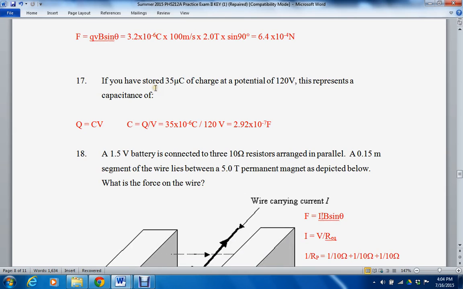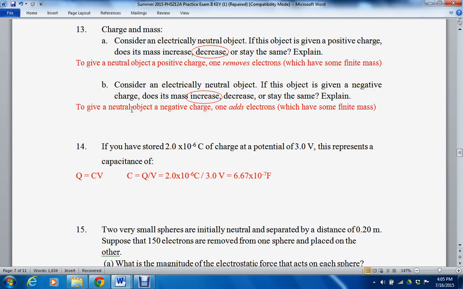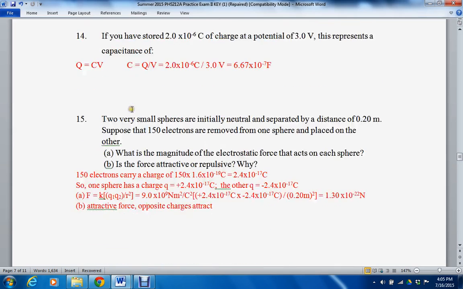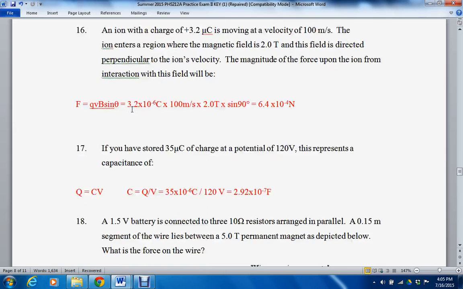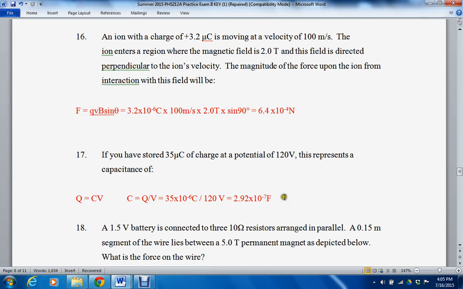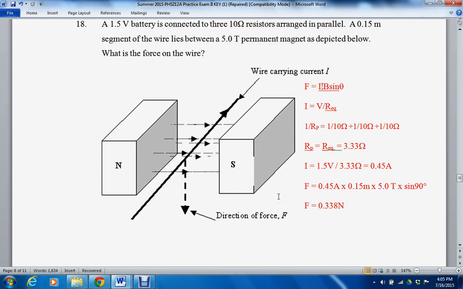Hey, we have the same question as before, similar question about capacitance. Sometimes I ask the same question over and over again, can't help myself. Alright, so looks like I asked that one before, so there you go, another capacitance question.